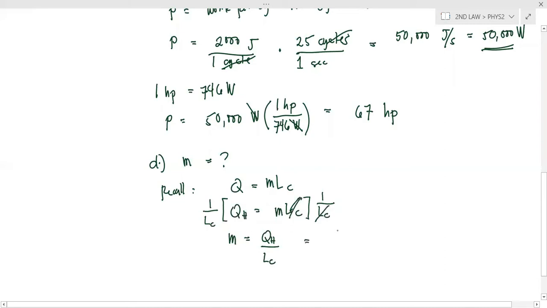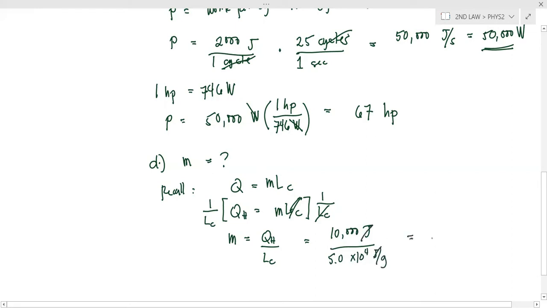Now substituting our given, QH is 10,000 joules divided by our LC, that is 5 times 10 raised to 4 joules per gram. So joules will cancel out.